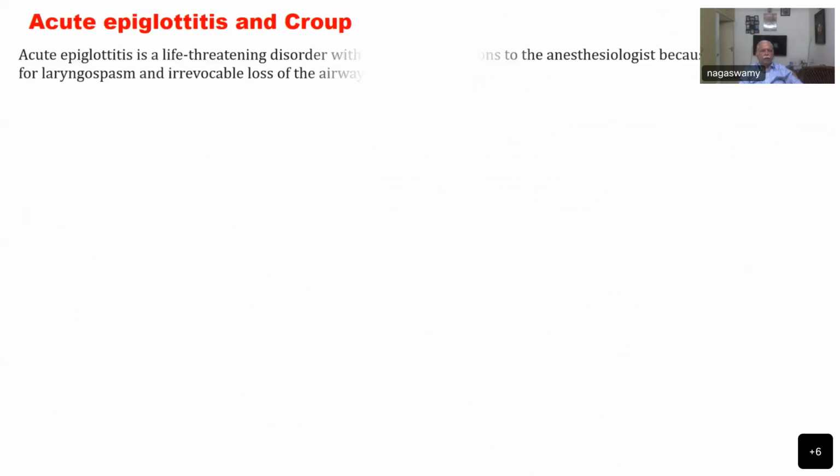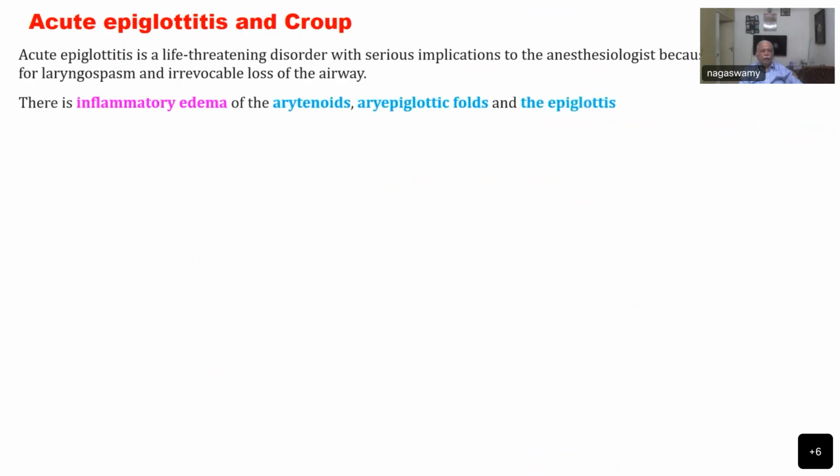Coming to acute epiglottitis and croup. It's a life-threatening disorder with serious implications in anesthesiology because of the potential for laryngospasm and irrevocable loss of airway. So complete obstruction will again be life-threatening. And it's an inflammatory edema of the arytenoid area, epiglottic folds, and epiglottis.